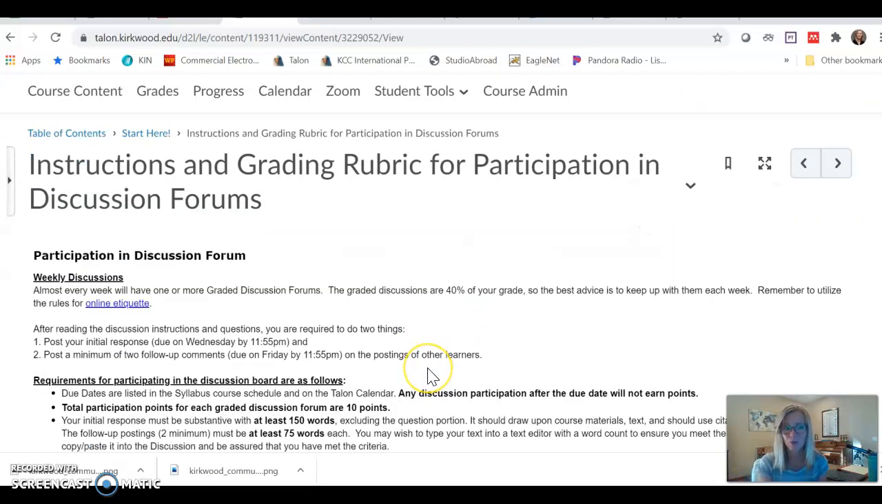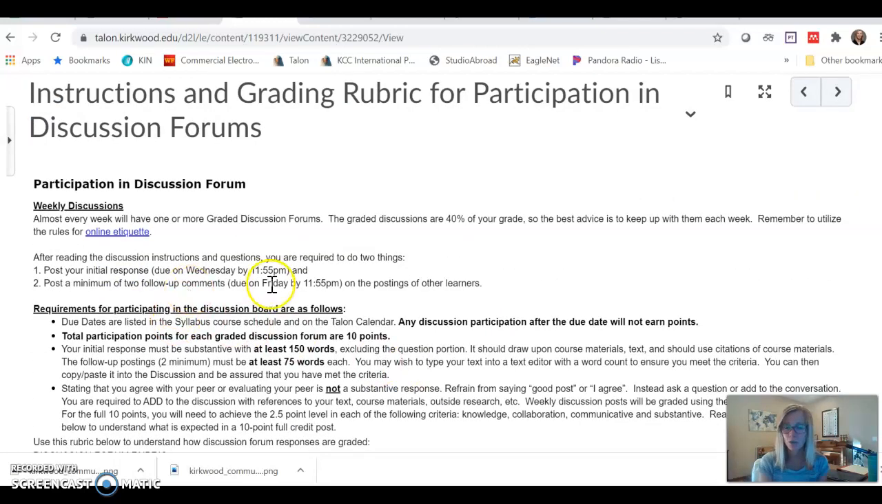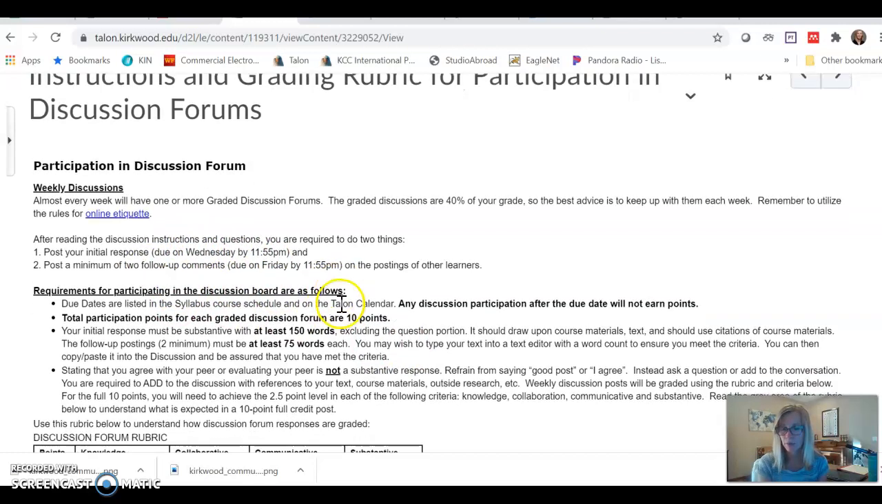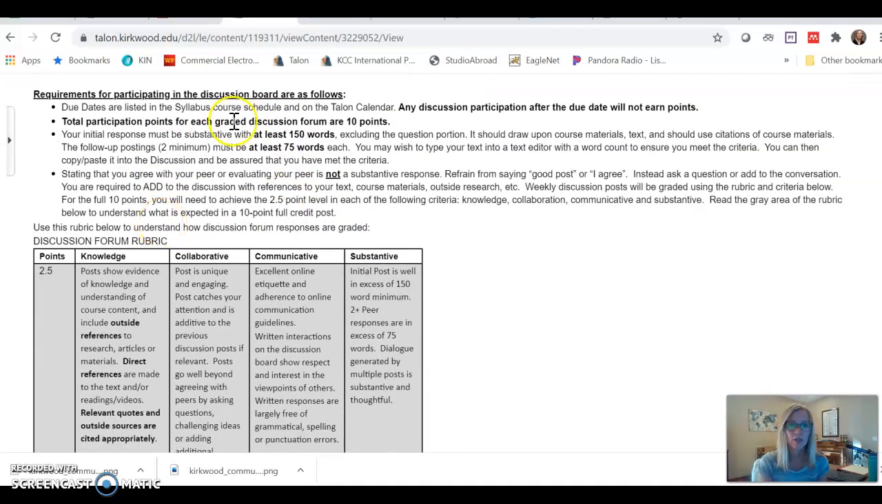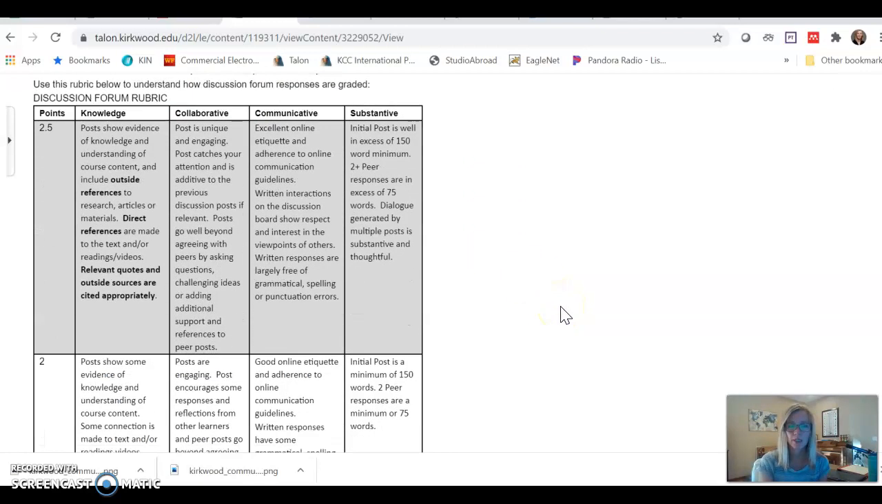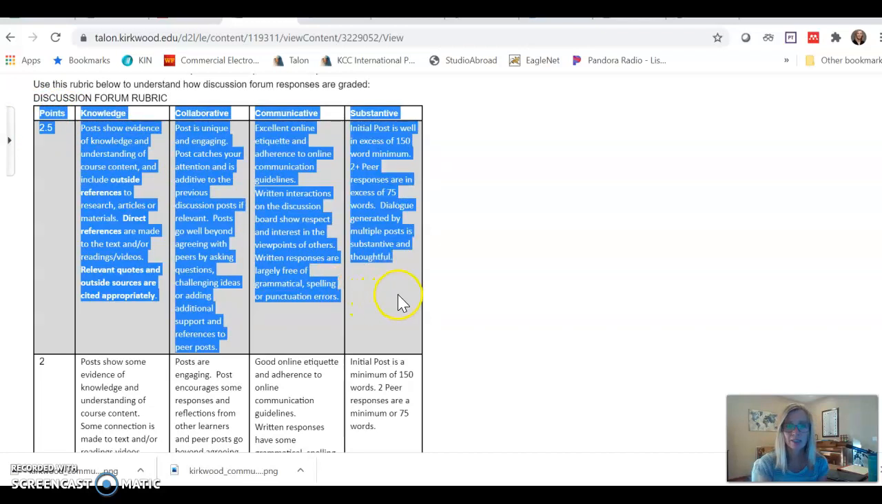For each discussion post, you're required to post your initial response by the initial due date and 2 follow-up comments by the Friday of that week. The due dates are listed in the syllabus. You are given 10 points for each graded discussion, and this rubric will tell you what I'm looking for, and I've highlighted the key points here. So each one is 10 points. So if you do everything in this row, the 2.5 row, you will get 10 points every time.